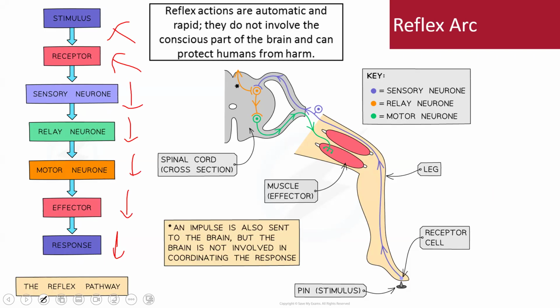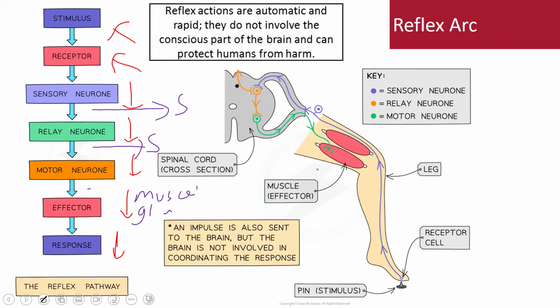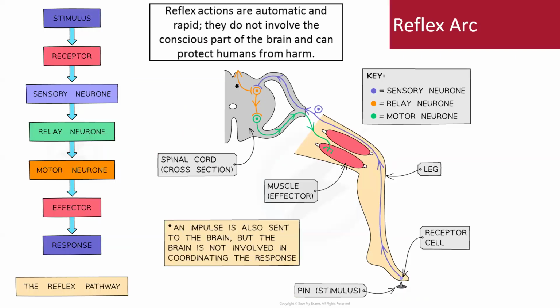Okay. Now, additional things that could be included in that, and I'll run through these in a minute, in between the sensory neuron and the relay neuron, is your synapse. Okay, and again, I'm going to talk about synapses in a minute. An effector can be a muscle, or, can't spell muscle, or a gland. Okay, so they are your effectors, a muscle or a gland.